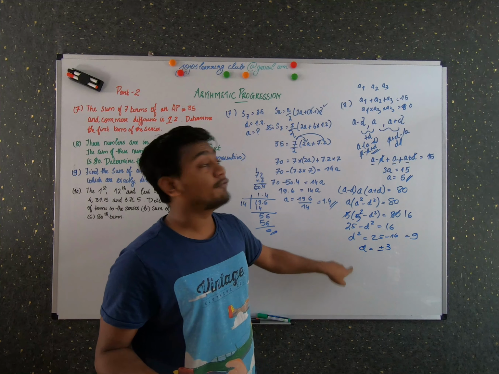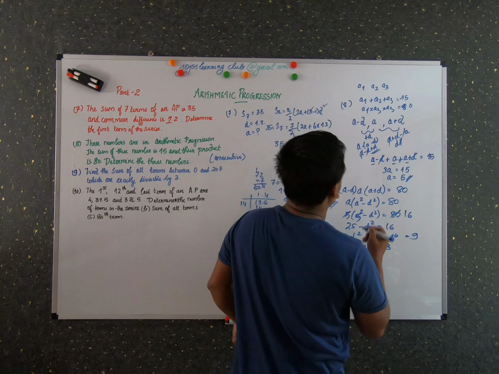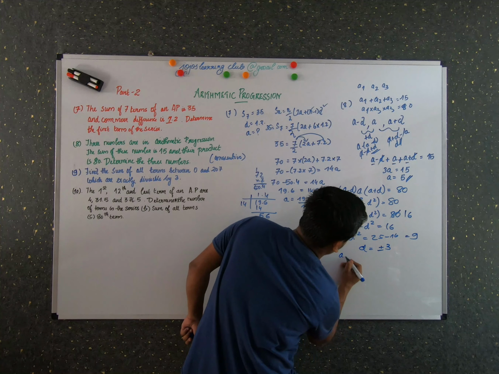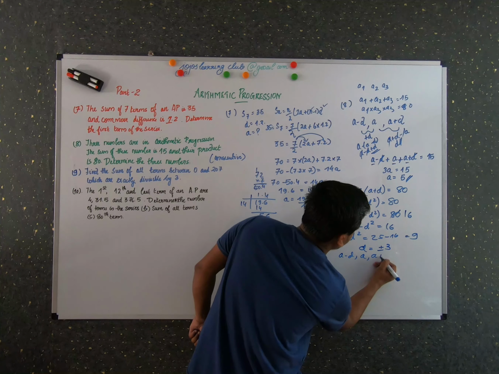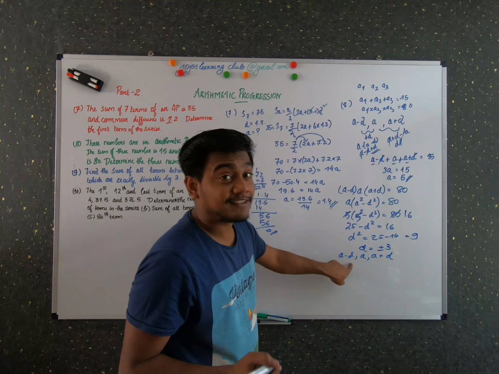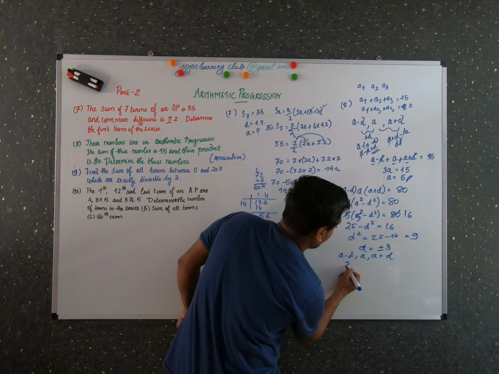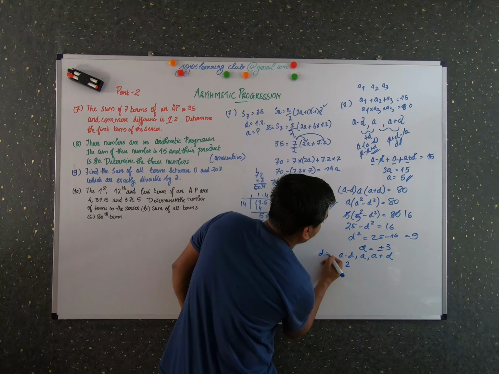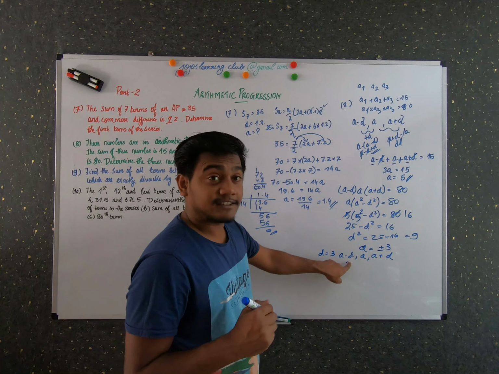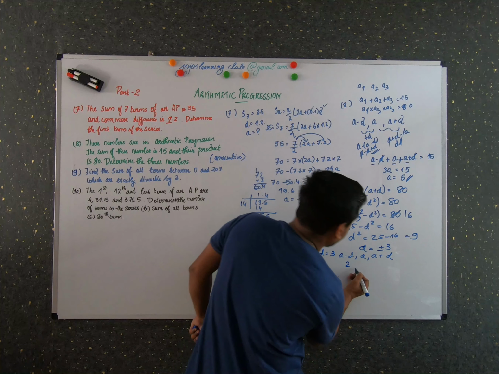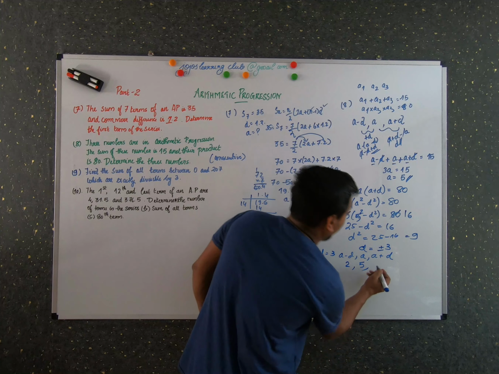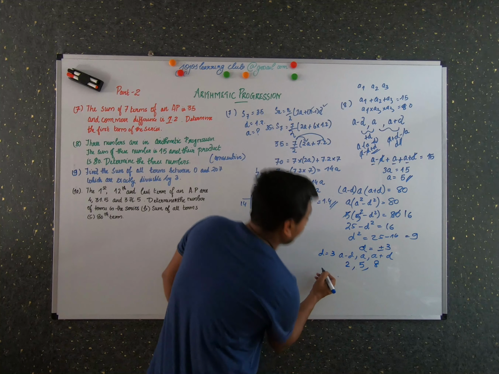Just substitute the value for d as 3. So what will you get? a minus d, a and a plus d, right? So 5 minus 3. 5 minus 3 is 2, because I am taking d as 3. Okay. Then the next number is 5. What is the next number? 5 plus 3, 8. Now let's take d is equal to minus 3.